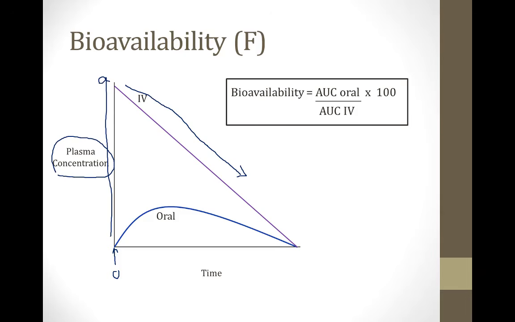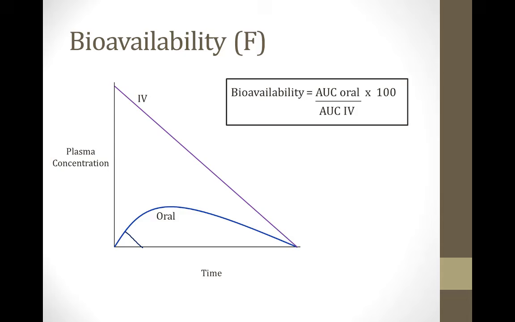Then we're going to repeat the experiment and administer the drug orally at time 0. What you see when you administer it orally is a slow rise in the plasma concentration as the drug gets absorbed. The rise is generally not as high as the IV drug because some of it doesn't get into the bloodstream, both from absorption and metabolism. And then over time, the drug concentration falls.